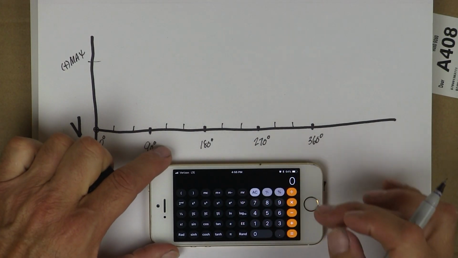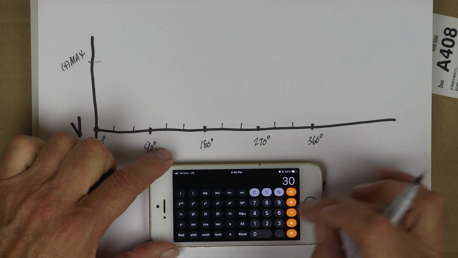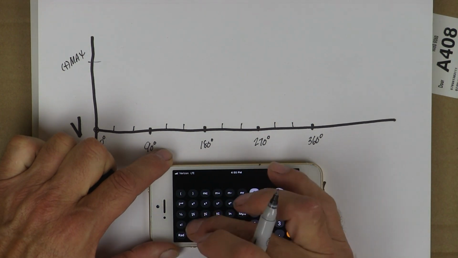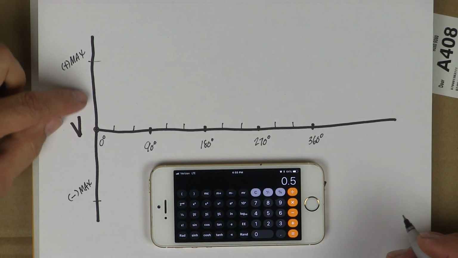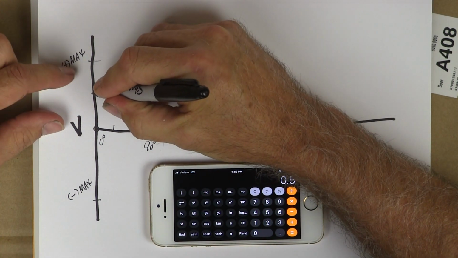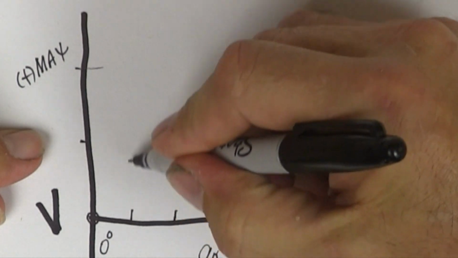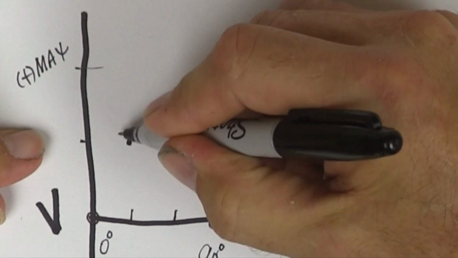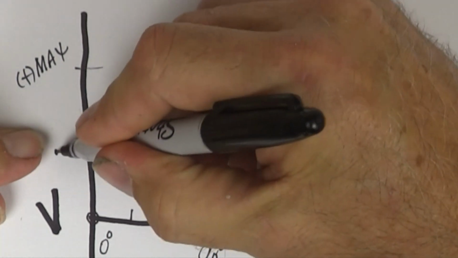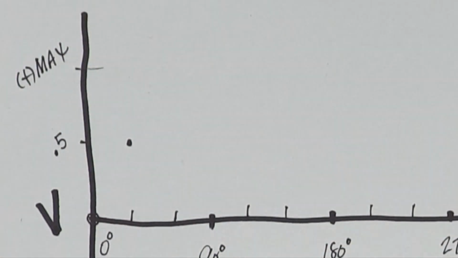But then let's go to 30 degrees. At 30 degrees, sine, we get a half. Well, if this is maximum, then there's half a maximum. So we go up at 30 degrees and we go to 0.5, or half.